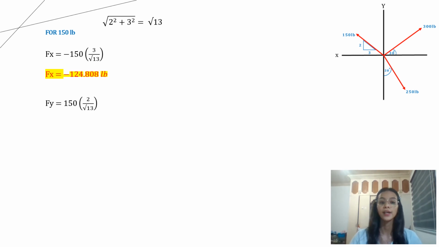And our Fy is 150 positive since it is upward, and 2 is our y, over square root of 13. So the answer is 83.205 pounds.